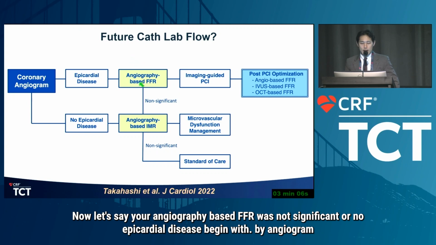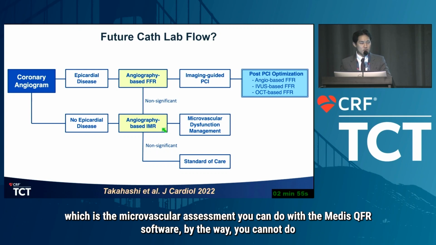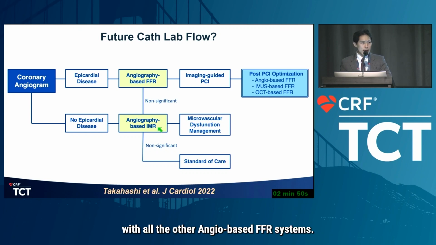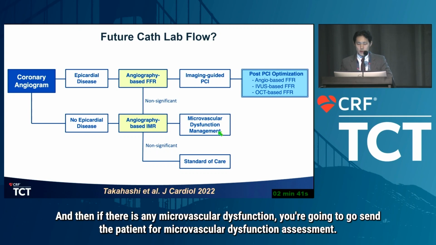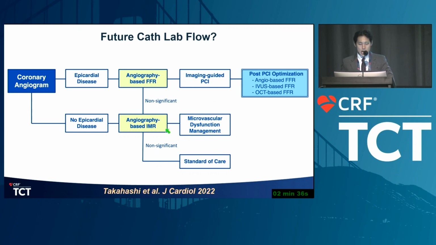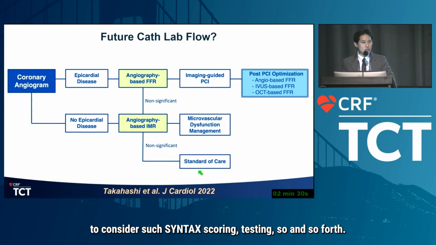And then let's say your angiography-based FFR was not significant, or there is no epicardial disease to begin with by angiogram. You can go ahead and perform angiography-based IMR, which is the microvascular assessment you can do with the Medis QFR software. By the way, you cannot do it with all angio-based FFR systems. The Medis QFR system actually supports the IMR assessment, which is a unique aspect. And then if there's any microvascular dysfunction, you're going to send the patient for microvascular dysfunction assessment. But if there is no microvascular disease, you may send the patient for standard of care, including maybe you're going to consider acetylcholine testing, and so on and so forth.